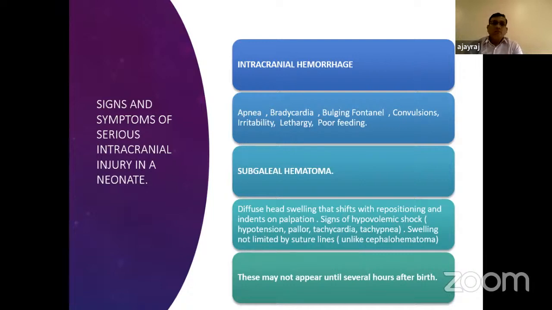Subgaleal hematoma: diffuse head swelling that shifts with repositioning and indents on palpation. Signs of hypovolemic shock, that is hypotension, pallor, tachycardia, tachypnea. Swelling is not limited by suture lines, unlike cephalohematoma. Cephalohematoma is limited by suture lines, but subgaleal hematoma is seen beyond the suture lines also. These may not appear until several hours after birth, so we have to carefully monitor the baby in the postpartum period.